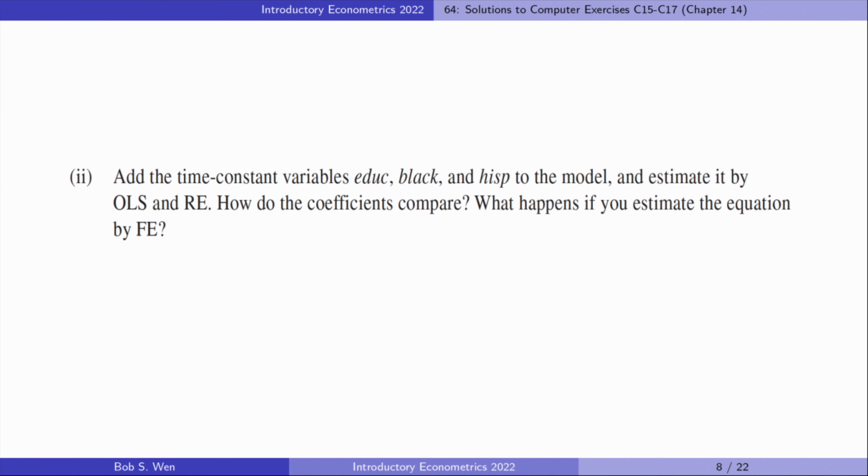In Part 2, we add the time-constant variables education, Black, and Hispanic to the model and estimate it by OLS and random effects. How do the coefficients compare? What happens if you estimate the equation by fixed effects?